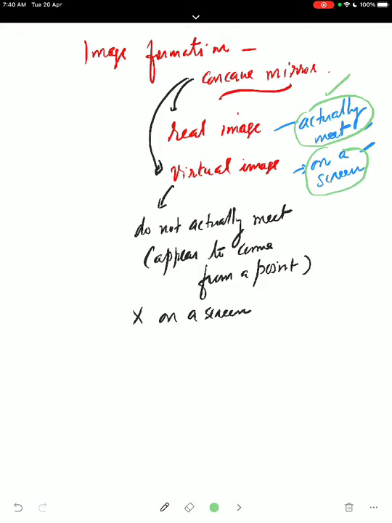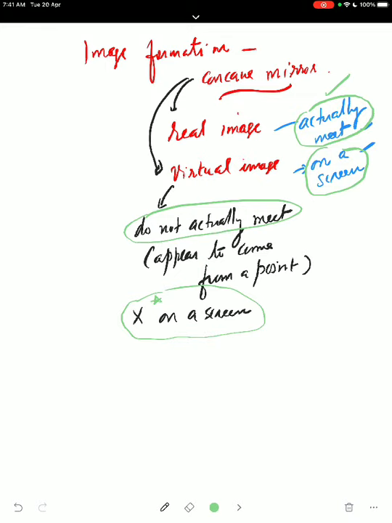Whereas virtual images do not actually meet at a point, they appear to come from a point, and therefore cannot be taken on a screen. But both images can be photographed.